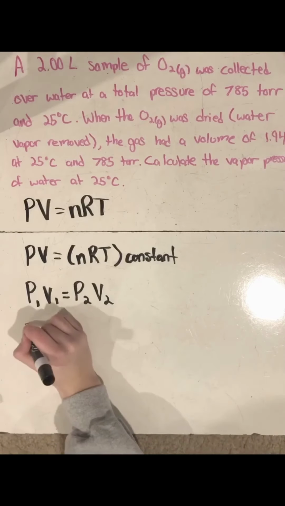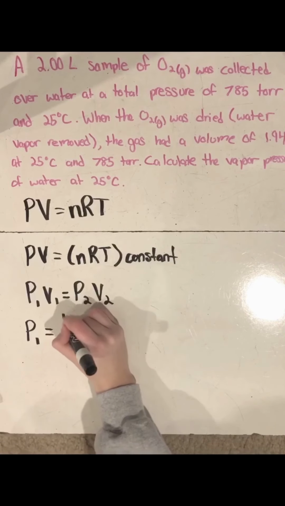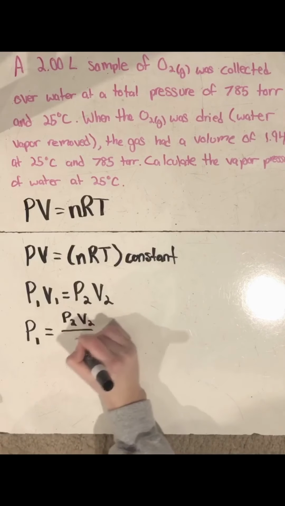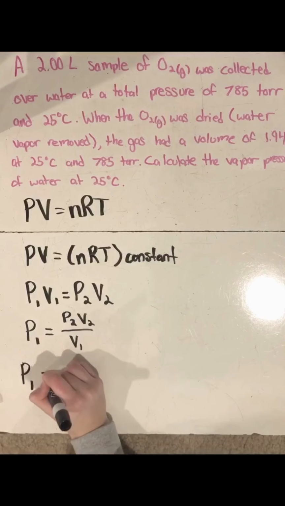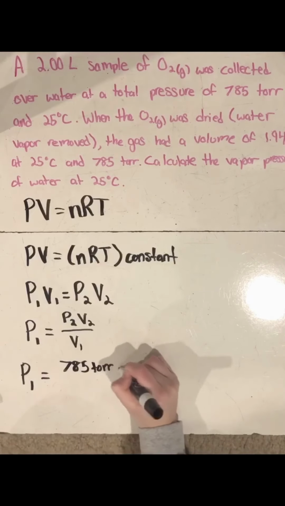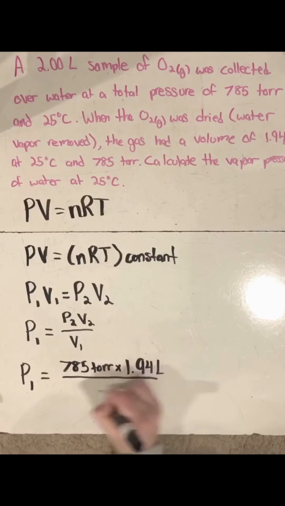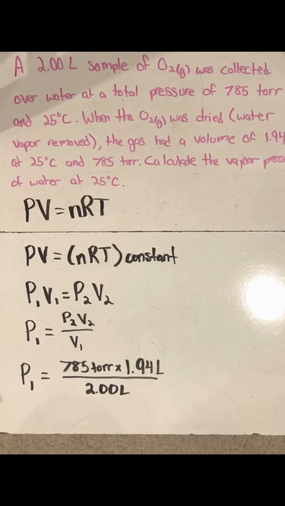Because we are finding the vapor pressure of water at 25 degrees Celsius, we are then solving for P1. So the equation can be converted into P1 equals P2V2 over V1. Now the pressure and volume values must be plugged into the equation to calculate the pressure of O2 gas. P1 equals 785 torr times 1.94 liters all over 2.00 liters. We are left with P1 equals 761.45 torr.